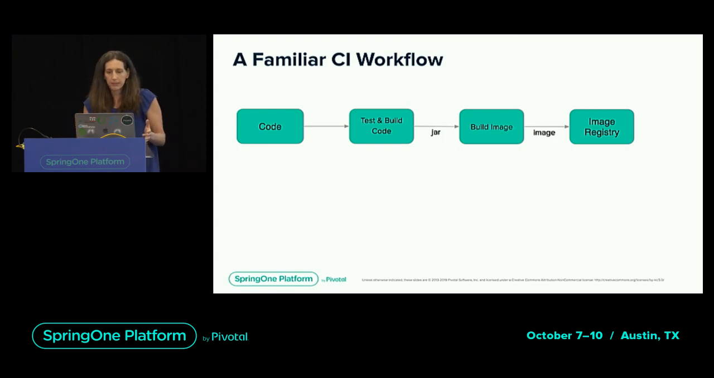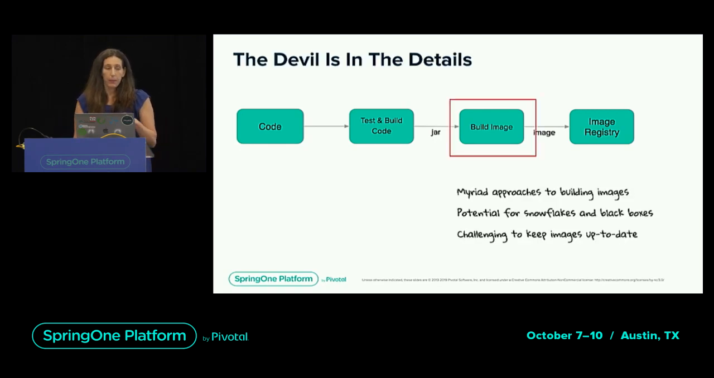We have a familiar CI workflow, right? Your developer makes a code change that triggers a CI: test the code, build the jar file, build the image, throw that image into an image registry. But actually, this build image stage can be a source of problems, right?